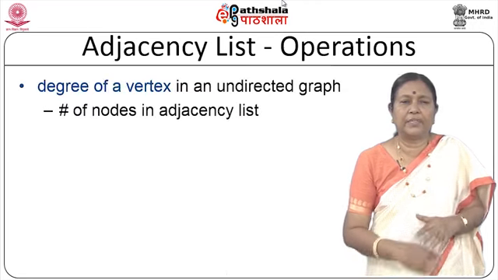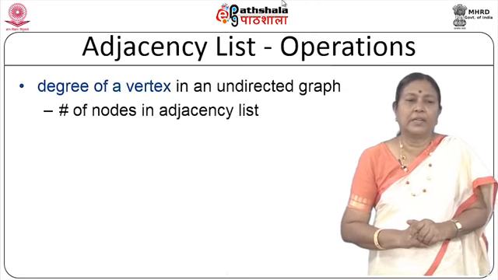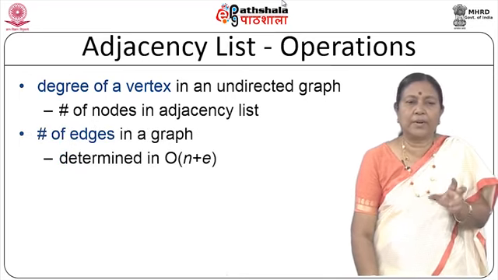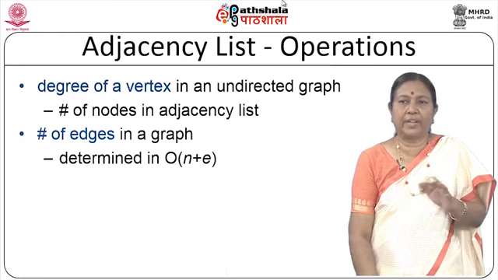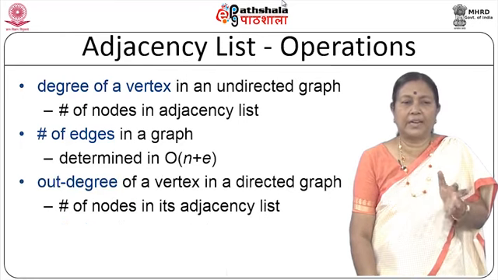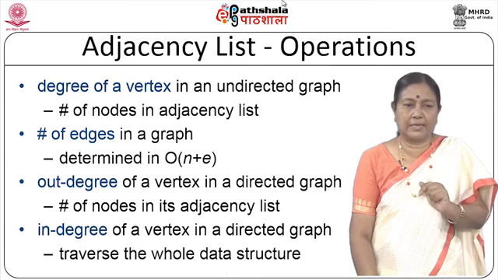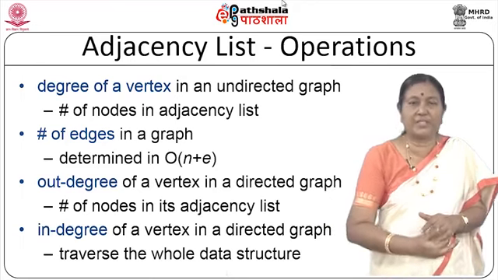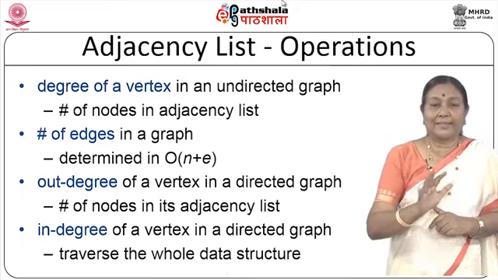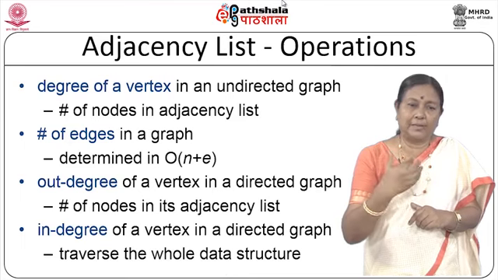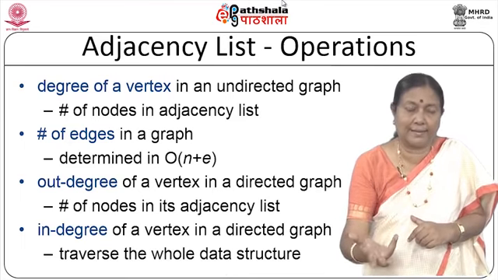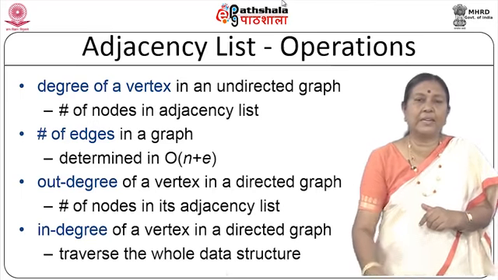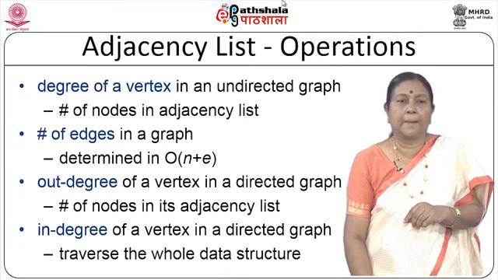So, the degree of a vertex in an undirected graph is the number of nodes that is there in each adjacency list. The number of edges in a graph is determined as order of n plus e, and the out degree of a vertex in a directed graph is the number of nodes in the adjacency list. In degree of a vertex in a directed graph you cannot find out easily because you have to traverse the whole data structure. Out degree and degree of a vertex of an undirected graph and the out degree of a directed graph are calculated the same way, but in degree it is difficult to find using adjacency list.